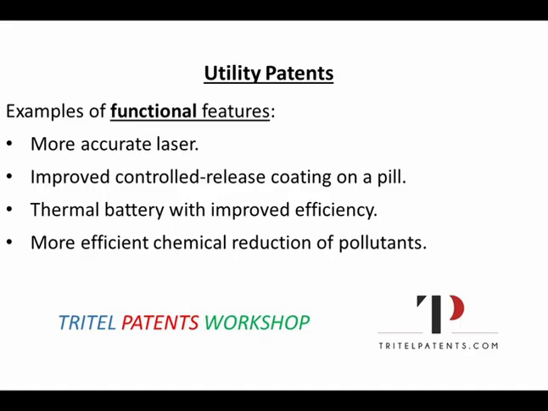Let's give some examples of functional features that can be covered by a utility patent. A laser that's more accurate. An improved type of controlled release coating on a pill. A thermal battery with improved efficiency, or an improved chemical reduction method for removing pollutants from a mixture.